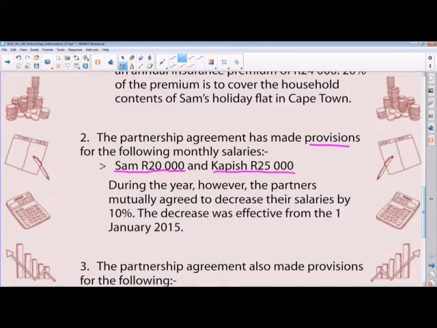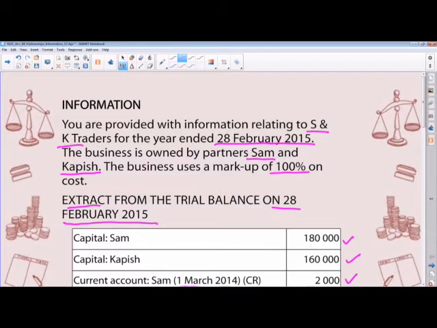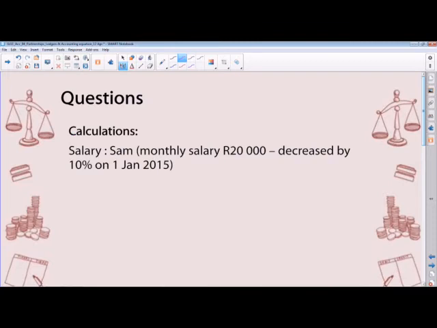During the year, however, the partners mutually agreed to decrease their salaries by 10%. The decrease was effective from the 1st of Jan 2015. Okay, so taking this information into account, we're now going to calculate the salary that each partner is entitled to for 12 months. Got it? Okay, so let's go back to our answer sheet and let's do this calculation together.